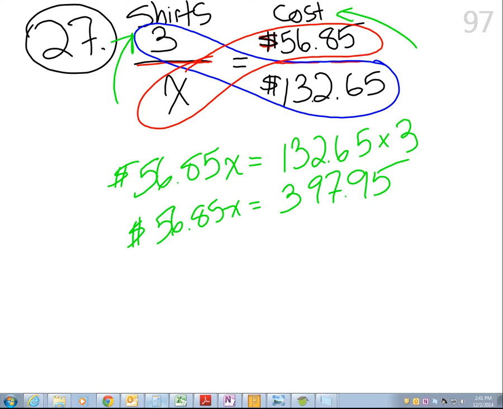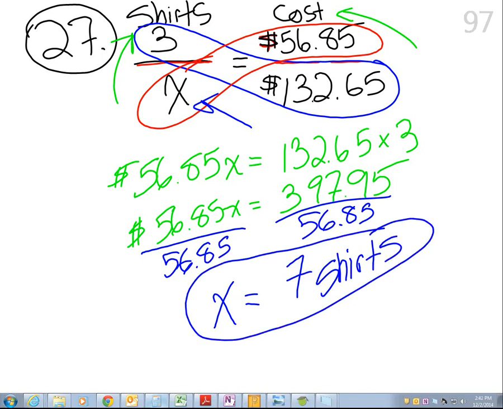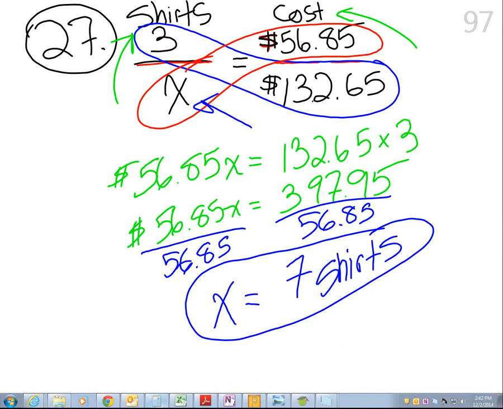Then we're going to get x by itself by dividing both sides by 56.85. So x equals, do we have the calculator out? What you got? Just 7 flat, straight up? So 7. What is this unit? Shirts. Look where x is. 7 shirts. So that's numbers 17 and 27.